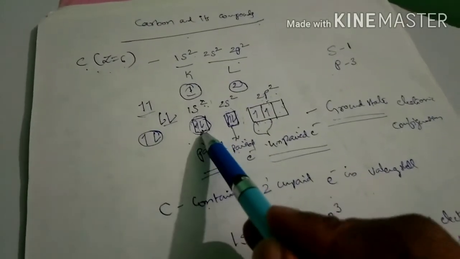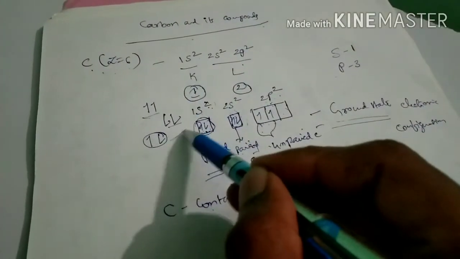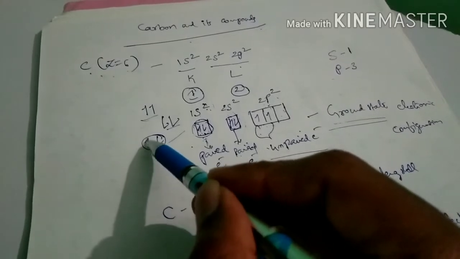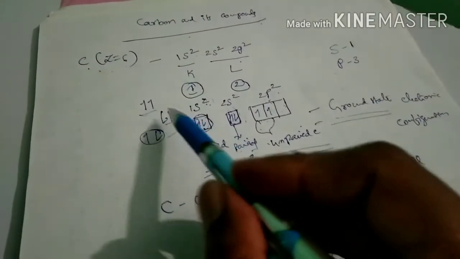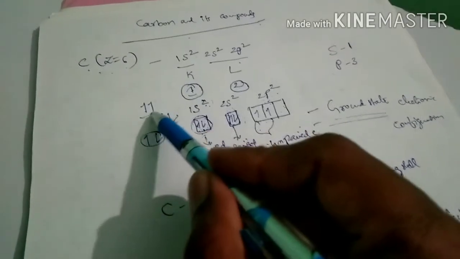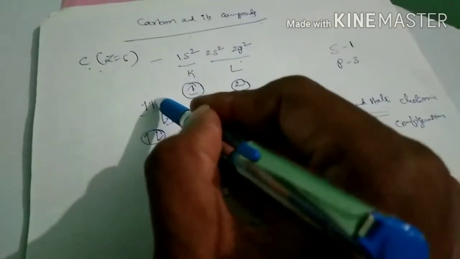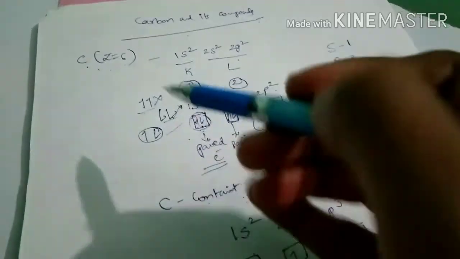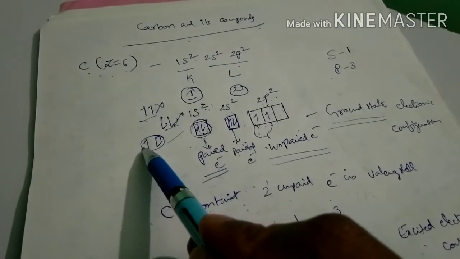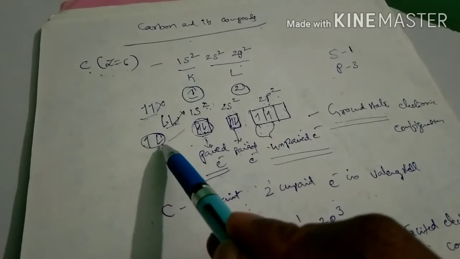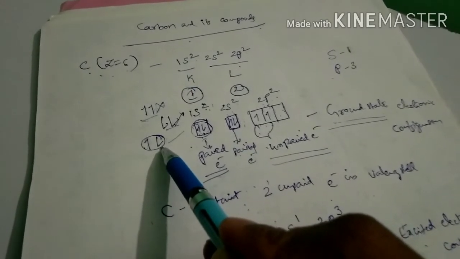So paired electrons should be represented every time like this. That means this is clockwise direction, this is anti-clockwise direction. We should not mention them with the same spin. This is called spin. We should not mention like this. It should be represented as one with clockwise and the other with anti-clockwise.